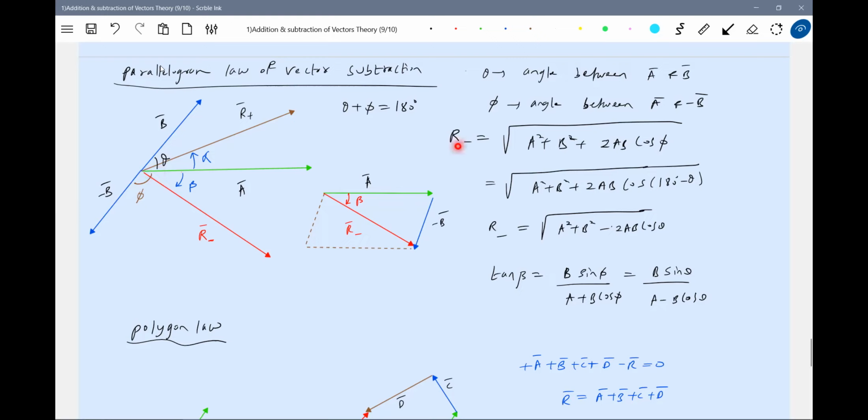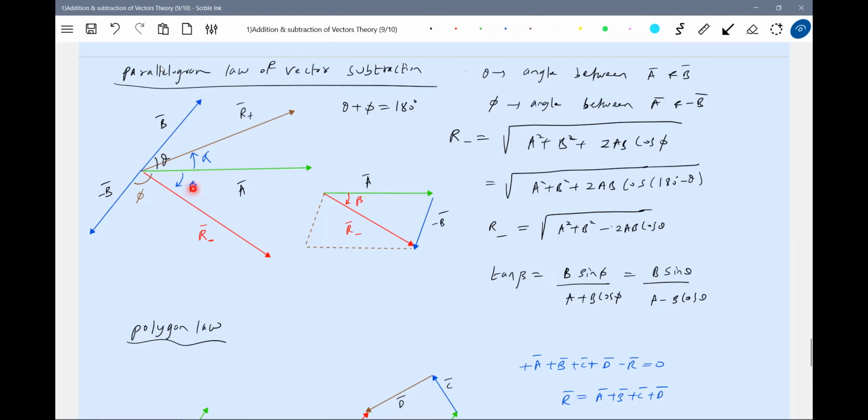Then for the resultant of the difference, we'll go for this one. What is the angle between a bar and minus b bar? Phi. In place of theta, you should write this angle between the vectors. Then phi, you can write as 180 minus theta. Cos of 180 minus theta will be minus cos theta. So this is the resultant of a bar minus b bar.